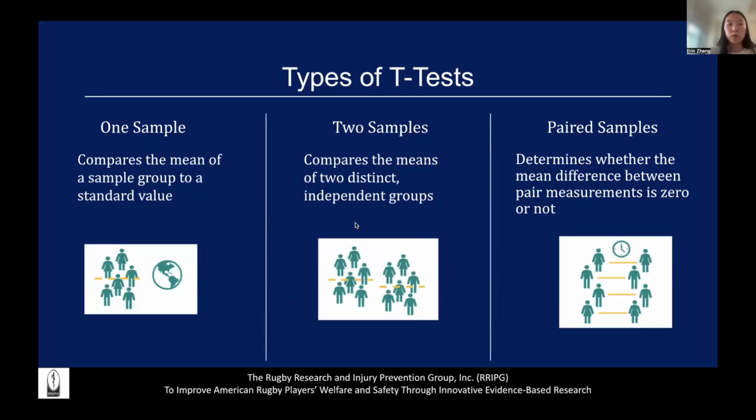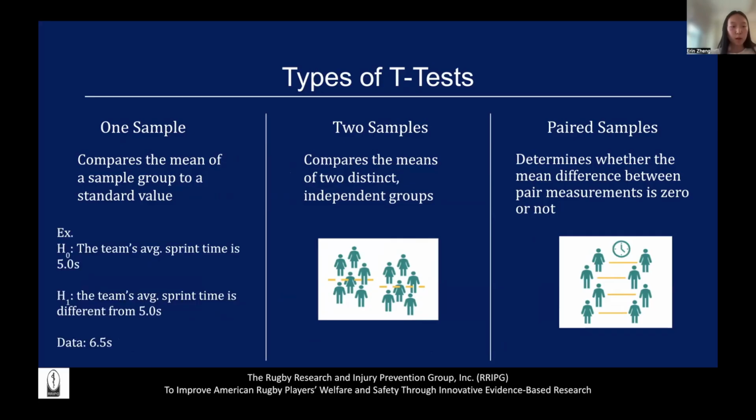So now I'm going to walk through the different types of t-tests. First starting with the one sample t-test, you would use this type of t-test when you compare the mean of a sample group to a standard value. So here's an example of a team doing 40-meter sprints, and we're looking at their average sprint times. So the null hypothesis would be the team's average sprint time is 5 seconds. And then the alternative hypothesis would be the team's average sprint time is different from 5 seconds.